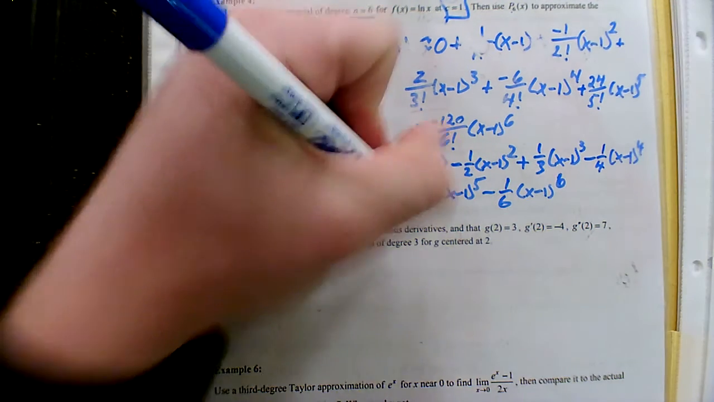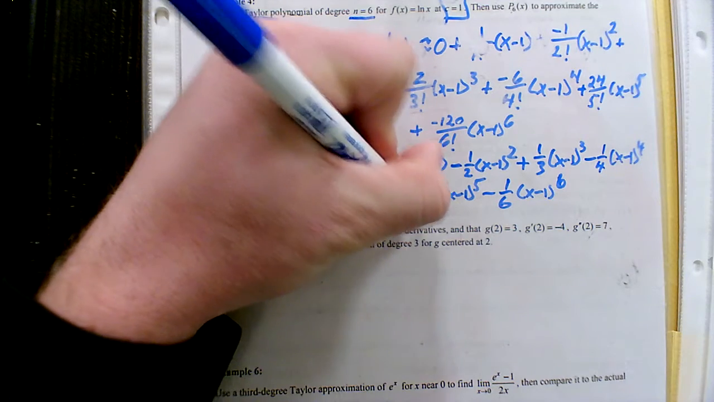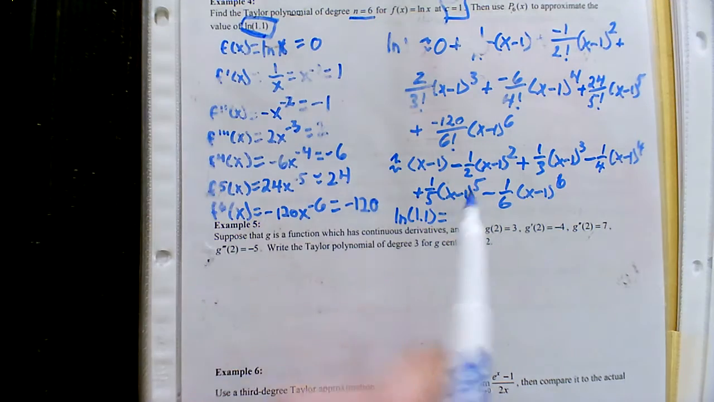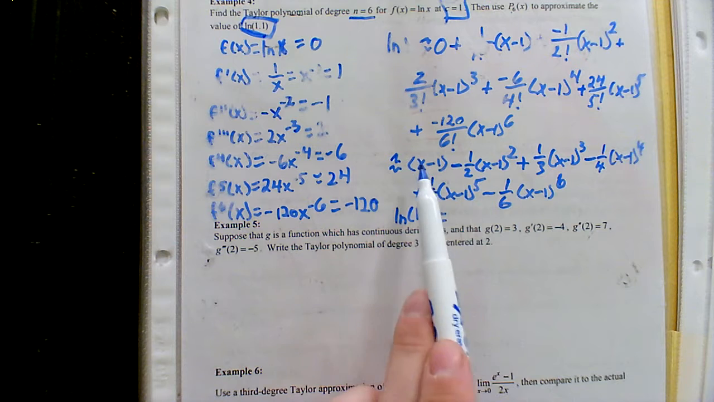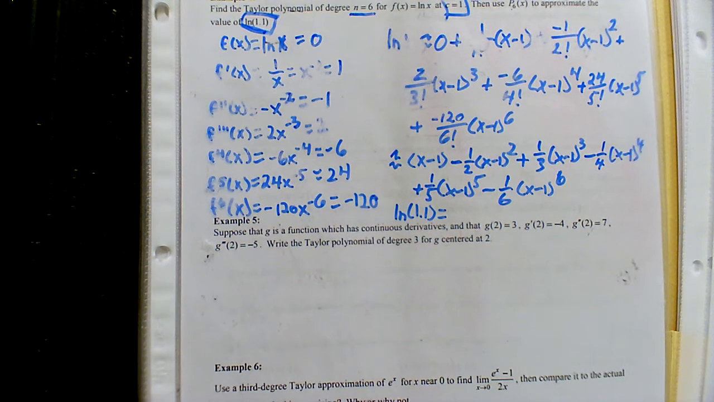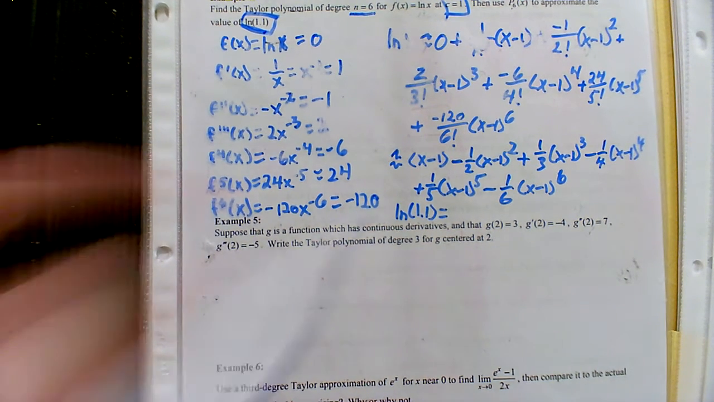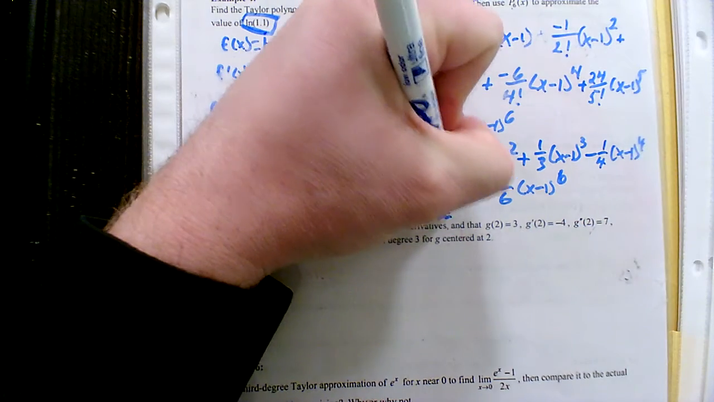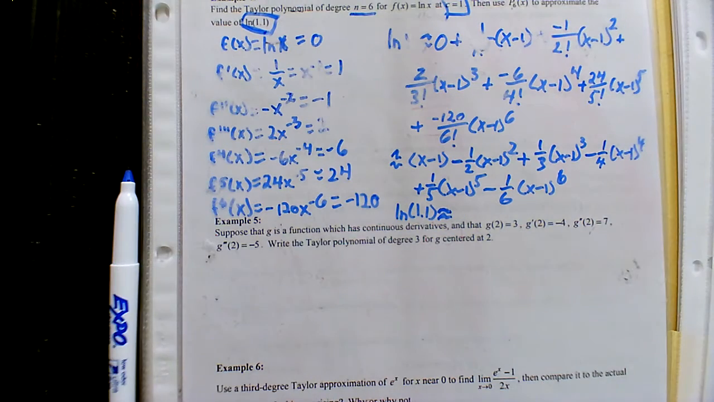So now we want to use this here to approximate ln of 1.1. So now you can go ahead and get your calculator. It's going to be a lot to type in. Type in these values and get your approximation for ln of 1.1. I'll give you a minute or two to find that. So take your time. Make sure you're plugging in correctly. Find the approximation for ln of 1.1. Don't type ln of 1.1. Type in the approximation.